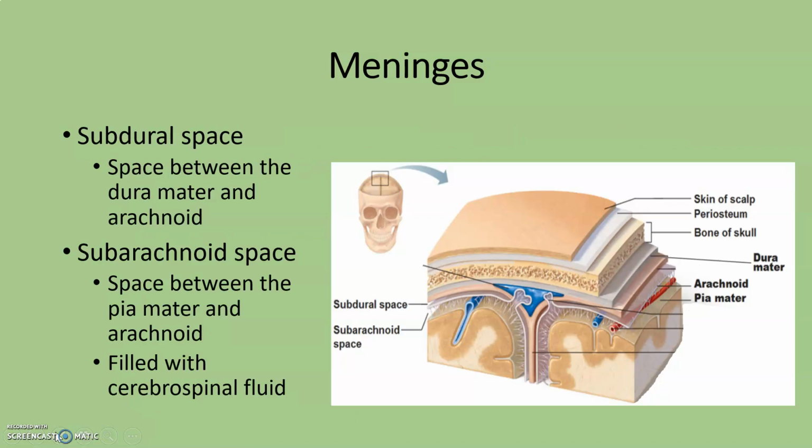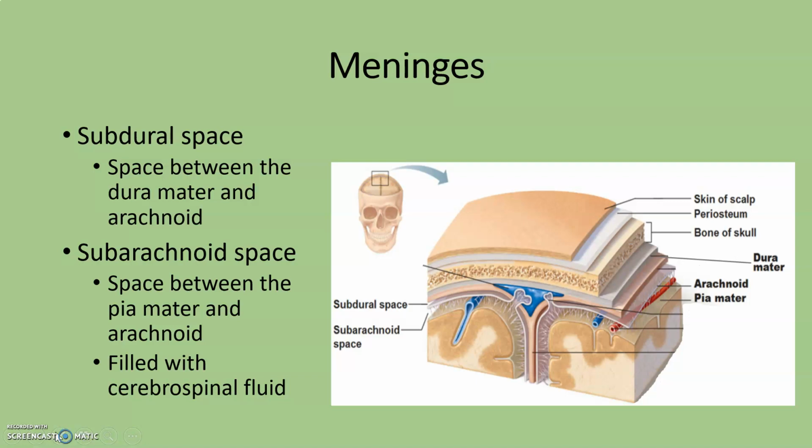Now, located between the meninges, you have these specific spaces. These spaces are the subdural space and the subarachnoid space. The subdural space is the space between the dura mater and the arachnoid. You may have heard of an injury called a subdural hematoma, and that is just saying that you have a hematoma, or a collection of blood, located in that subdural space.